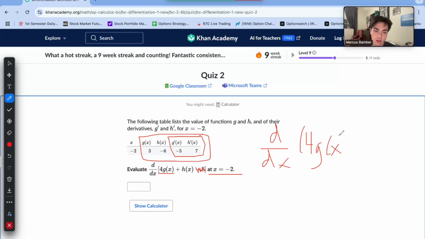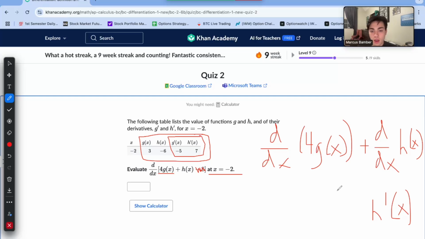of x, and then plus d over dx of h of x. If you guys didn't know already, d over dx of h of x is the same as the derivative of h of x, notated like that, at x is equal to negative 2. So the derivative of h at negative 2 will be notated like h apostrophe of negative 2. And then this 4, that's multiplying, we can just move it out here. So we're going to find the derivative of g of x at x is equal to negative 2. Then we're just going to multiply that answer by 4.